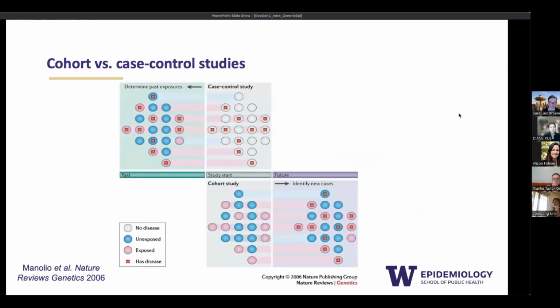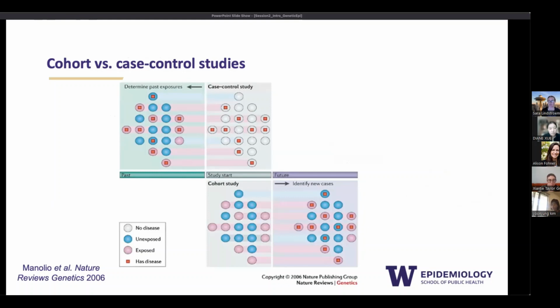For those of you who have taken epi courses, you probably spend a lot of time talking about cohort versus case control studies. Cohort studies are sort of the gold standard when you do an epi study. Basically, what you're doing in a cohort study is you want to have a population to study your risk factors, right? So you go out in the population, you recruit individuals.